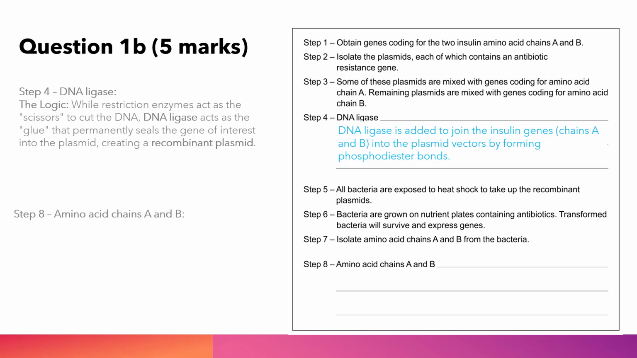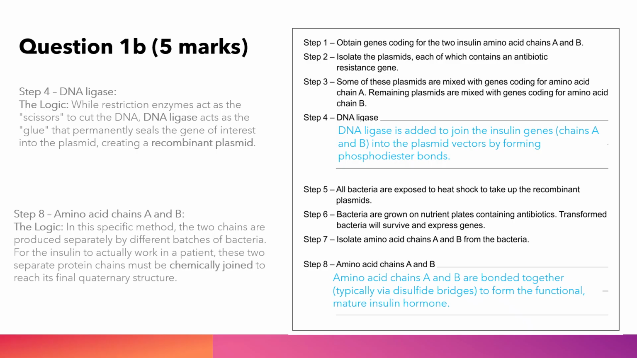Step 8: Amino acid chains A and B. The answer: amino acid chains A and B are bonded together, typically via disulfide bridges, to form the functional, mature insulin hormone. The logic: in this specific method, the two chains are produced separately by different batches of bacteria. For the insulin to actually work in a patient, these two separate protein chains must be chemically joined to reach its final quaternary structure.